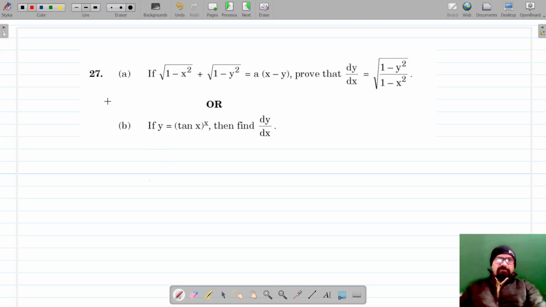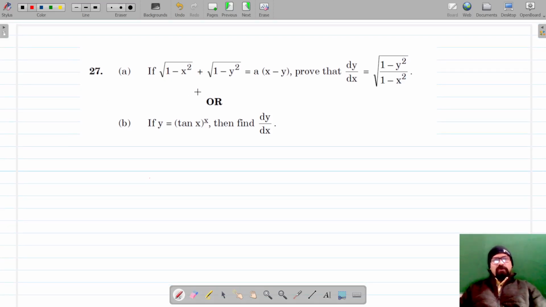For question number 27, it's given that under root 1 minus x squared plus under root 1 minus y squared is equal to a into x minus y. We have to prove that dy by dx is this. So this is question number 27, part A. And let's write down what is given to us.